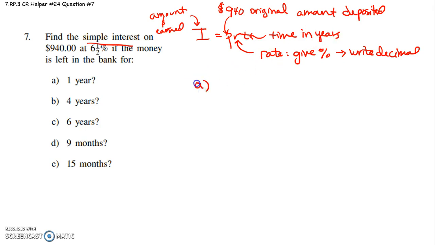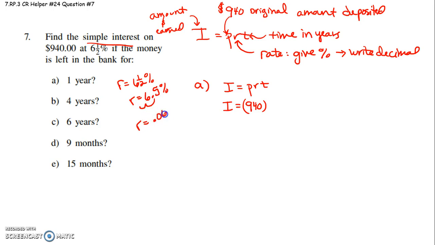All right, so for letter A, first of all, this is not a multiple choice. It's just having you find various amounts of interest. I equals PRT. They're saying find the interest. If the principal was $940, your rate was 6.5%. Now we'll change this to decimal form, taking away that percent sign, moving that decimal point 2 places to the left. 0.065 is your rate. On your calculator, you could take 6.5 and just divide by 100. So the rate is 0.065.